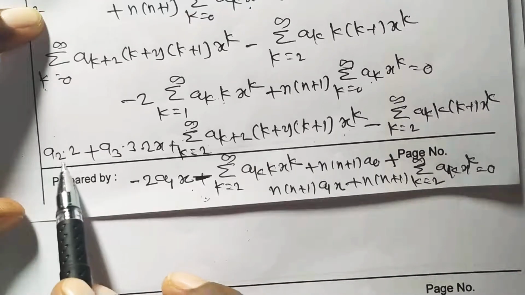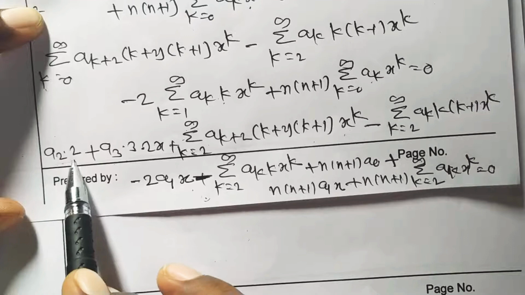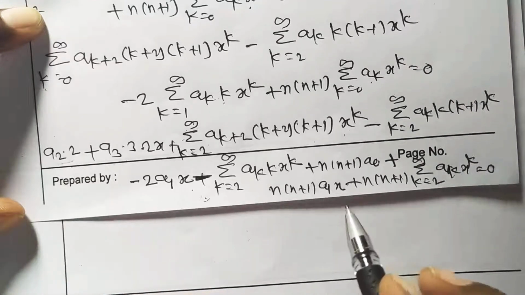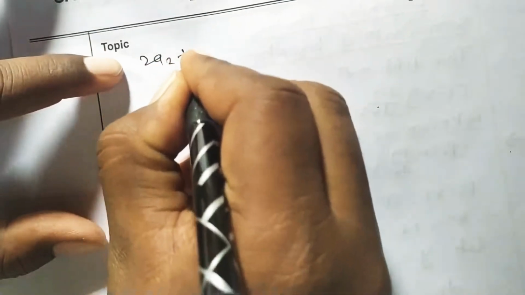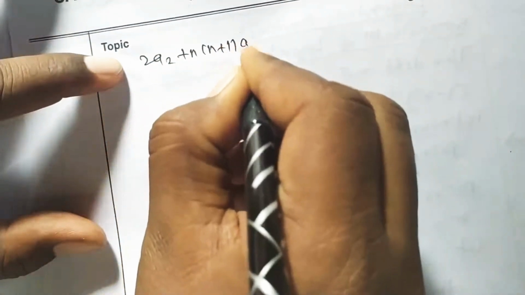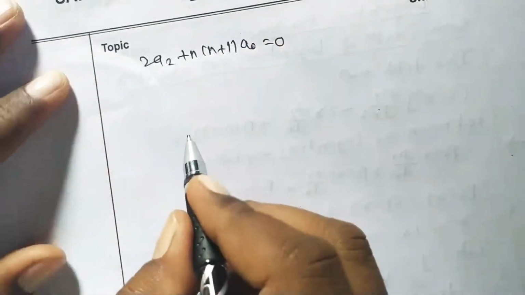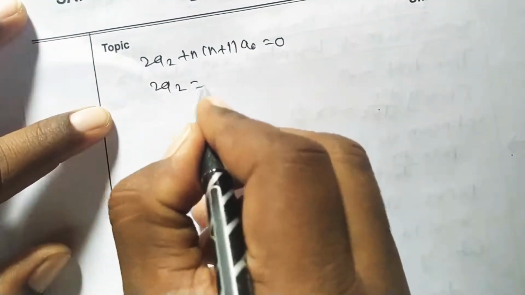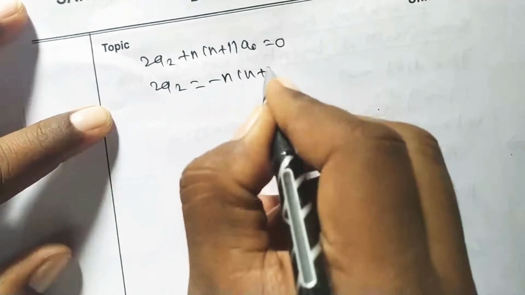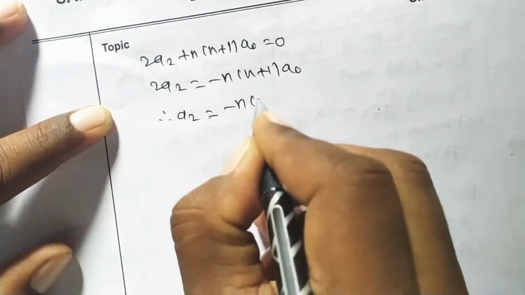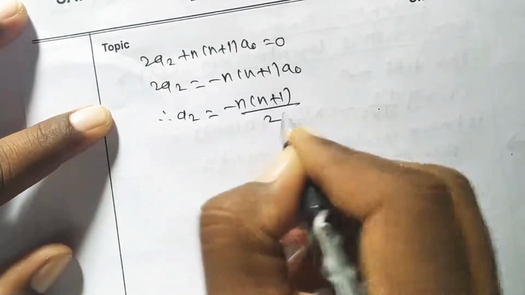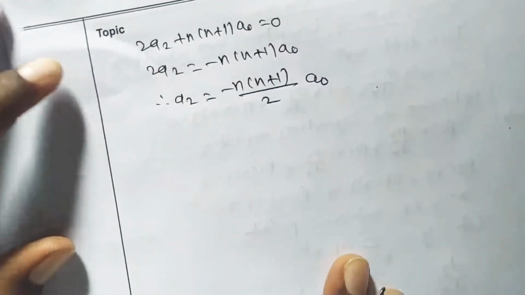So what is the constant term here? Constant term is here 2a2 and plus n into n plus 1 into a0. So constant term is 2a2 plus n into n plus 1 into a0 equate with 0. So using this we can write 2a2 is equal to minus n into n plus 1 a0, and therefore a2 is equal to minus n into n plus 1 upon 2 into a0. So this is the value of a2.